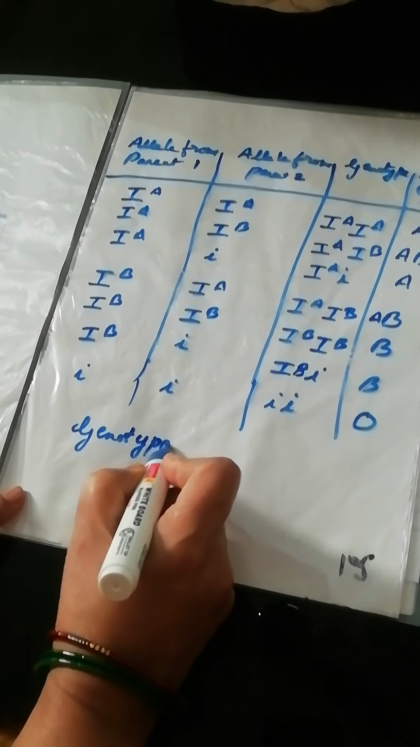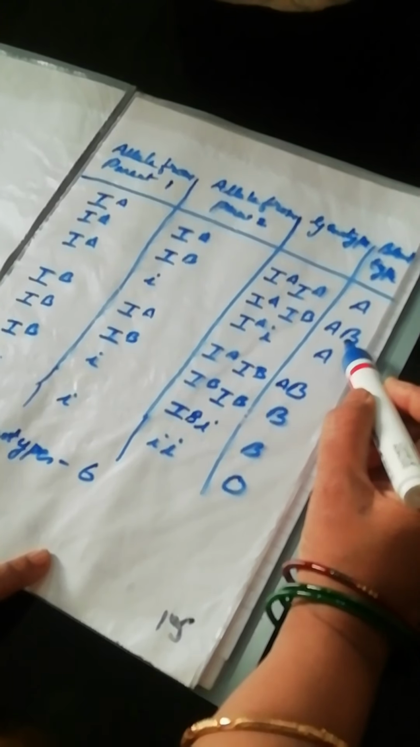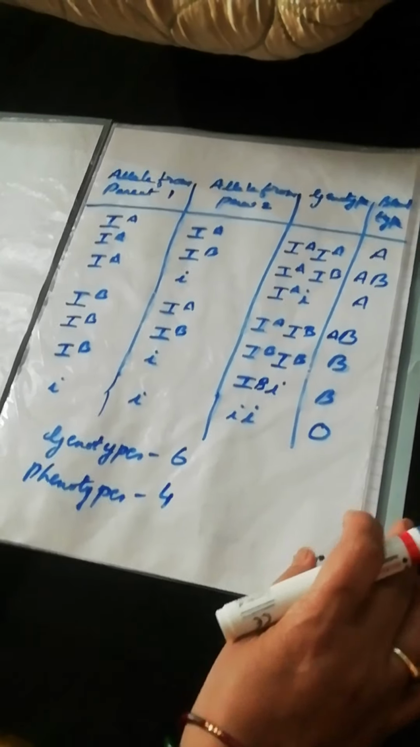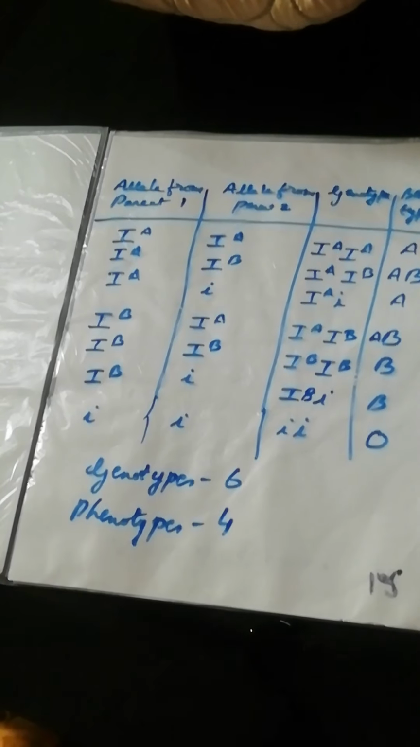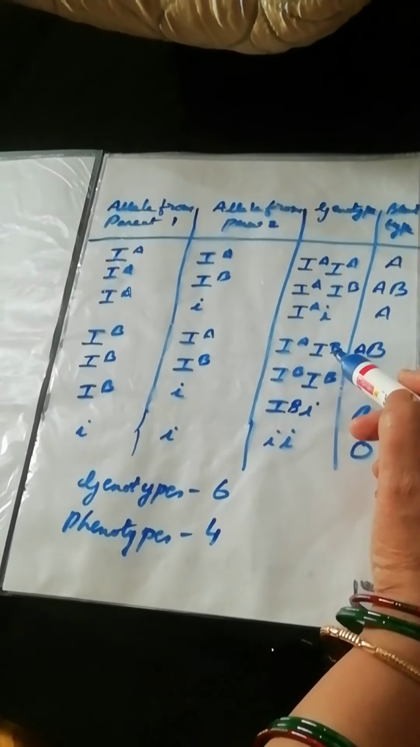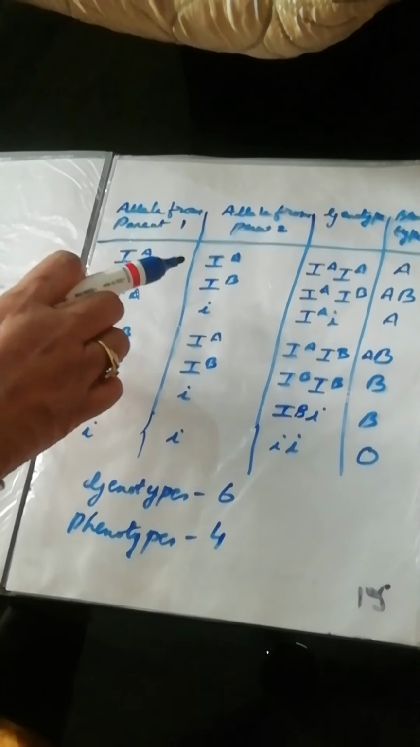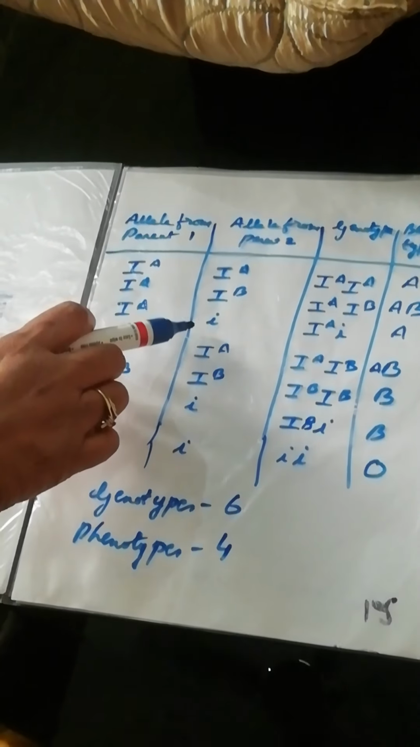Here the genotypes are what? 6. And how many phenotypes? A, AB, B and O. The phenotypes are 4. So this phenomenon is called codominance, where both the genes express, as you can see in this case and this case. Now see, IA and IB are completely dominant over small i.